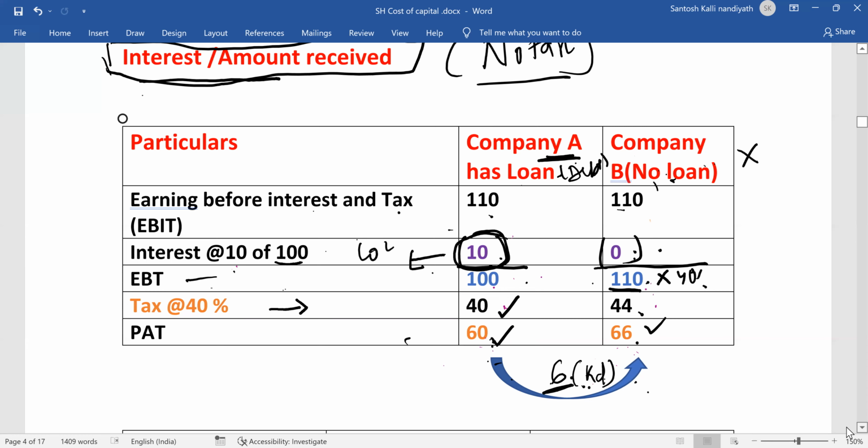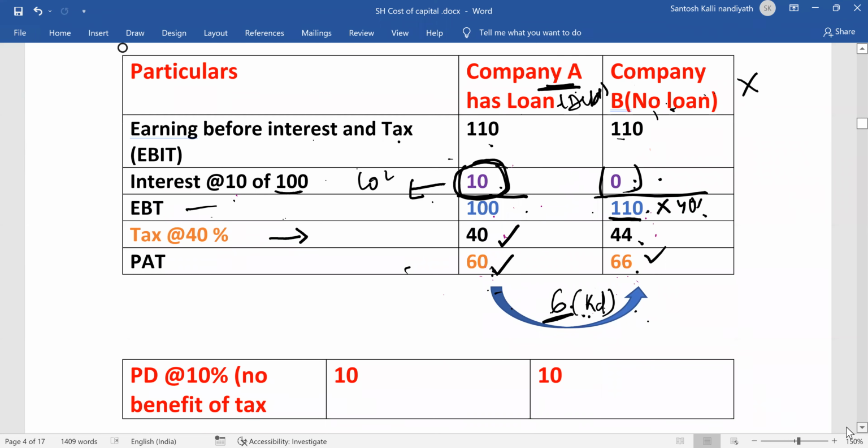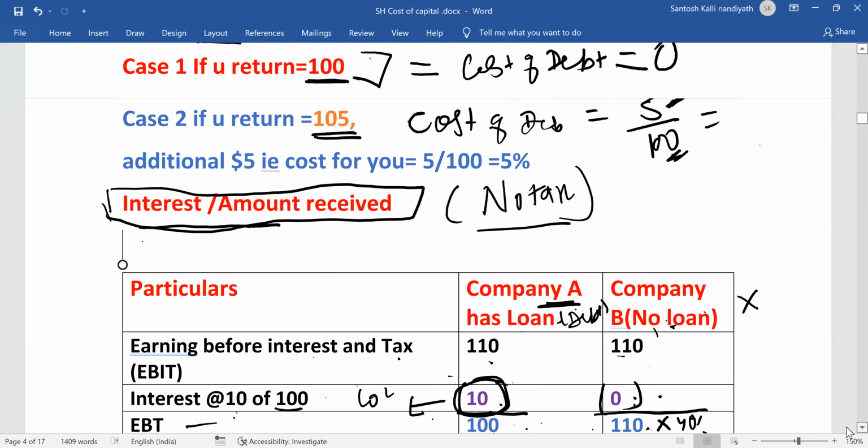This is only the formula, and now I will share it. Even though your professors may not have explained it, they have directly given you the formula: interest times 1 minus tax rate. Generally, if the amount received is 100, or in percentage terms, that is what they have given. So the formula we discussed, if no tax, is interest divided by amount received.